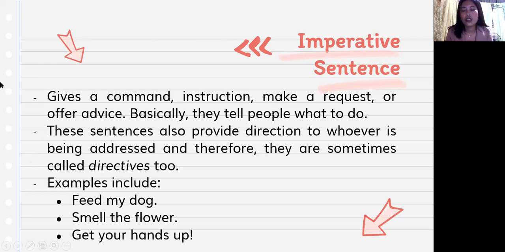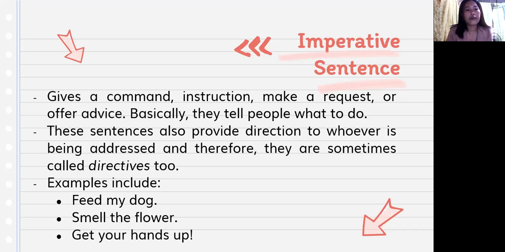Miss Chanel, can you read? Imperative sentence gives a command, instruction, makes a request, or offers advice. Basically, they tell people what to do. This sentence also provides direction to whoever is being addressed, and therefore, they are sometimes called directives too. Thank you so much, Ms. Oberio.